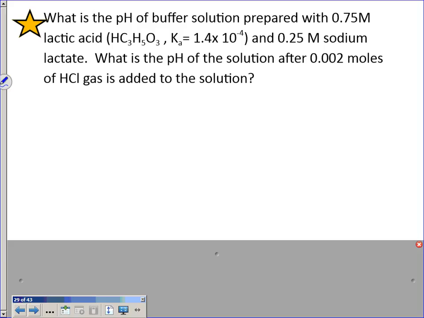How would you set this one up? Let's talk through setup, because if you can set up, you can solve. Just raise your hand when you want to explain it. And Lindsay, if you want to sit in the back room and close the door, we're allowed. You could write the equation and set up an ICE box. Can you tell me the equation? Lactic acid plus water.